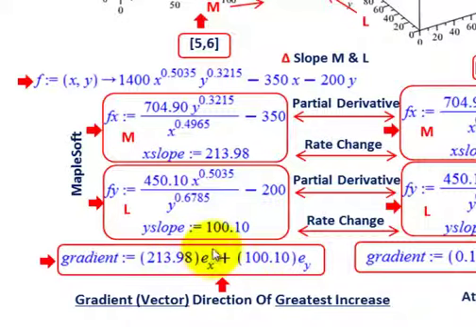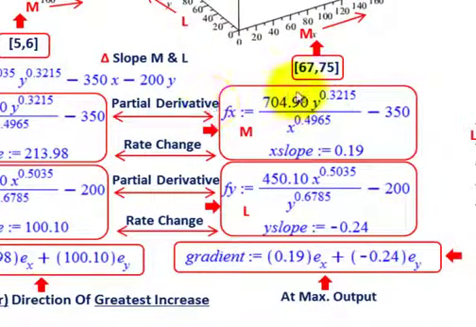calculate our directional derivative. And then if I went over here and did the same for this other point, 67 and 75, and plugged my numbers into the partials for material and labor, I would have come up with a slope for material of 0.19. Essentially, we're at a zero slope here. And for labor, negative 0.24. So we're at a zero slope here.